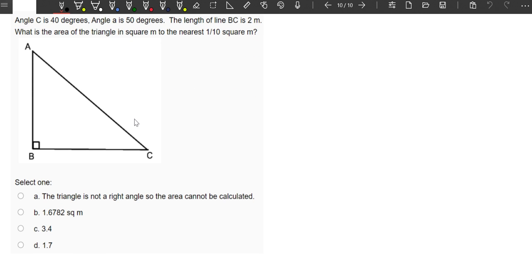And our last question on this assignment. Angle C is 40 degrees. Angle A is 50 degrees. The length of line BC is 2 meters. What is the area of the triangle in square meters to the nearest tenth of a square meter?